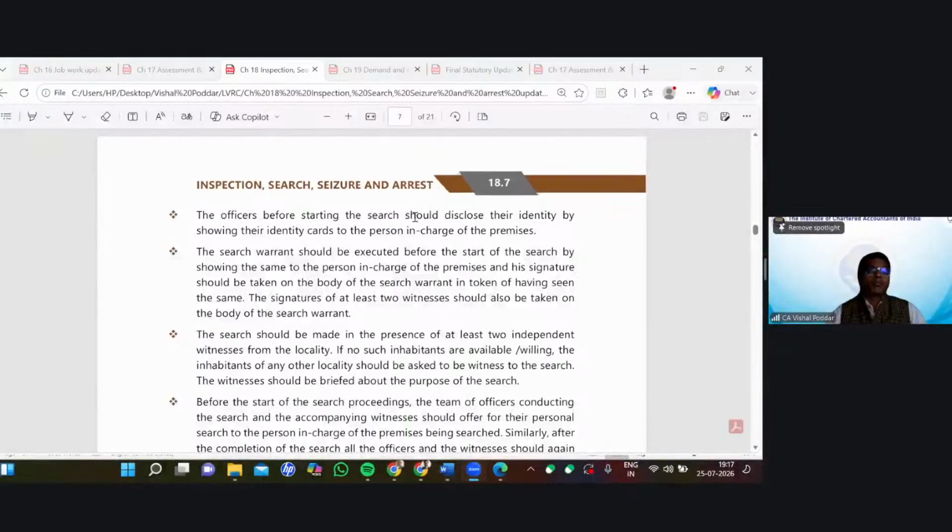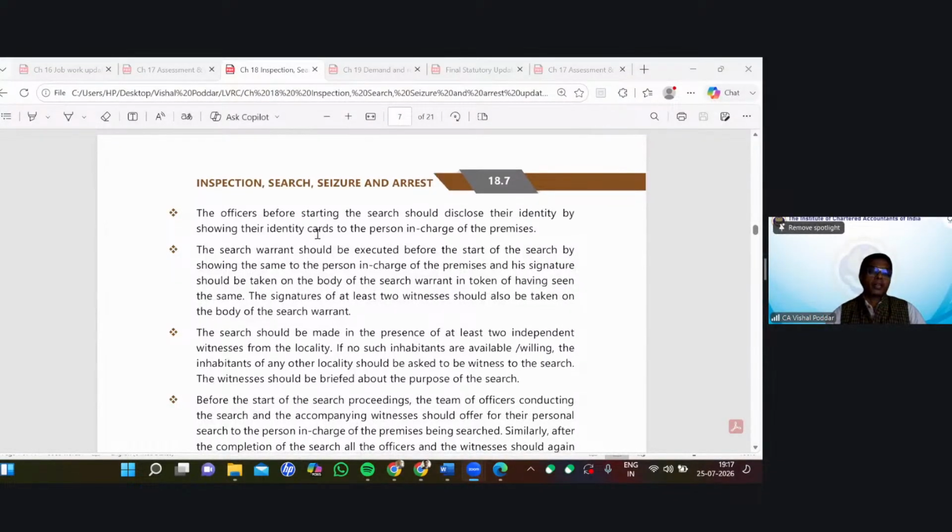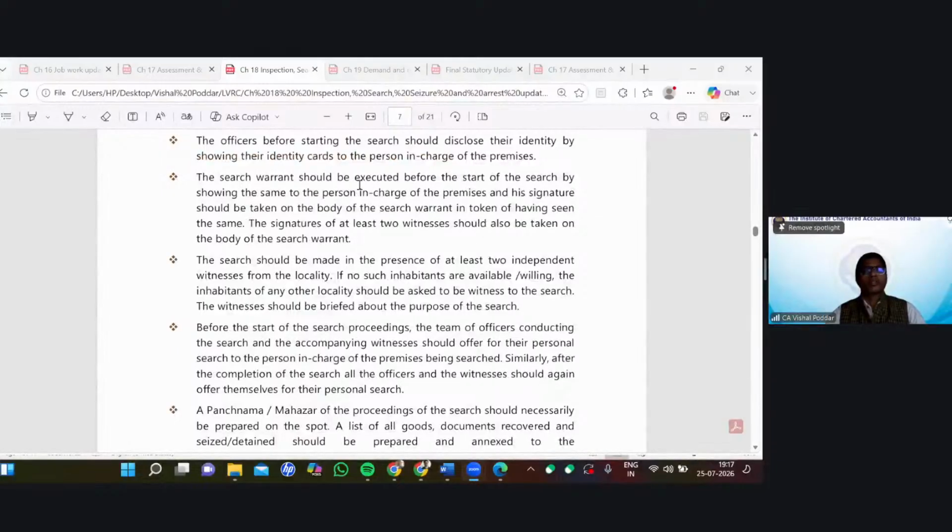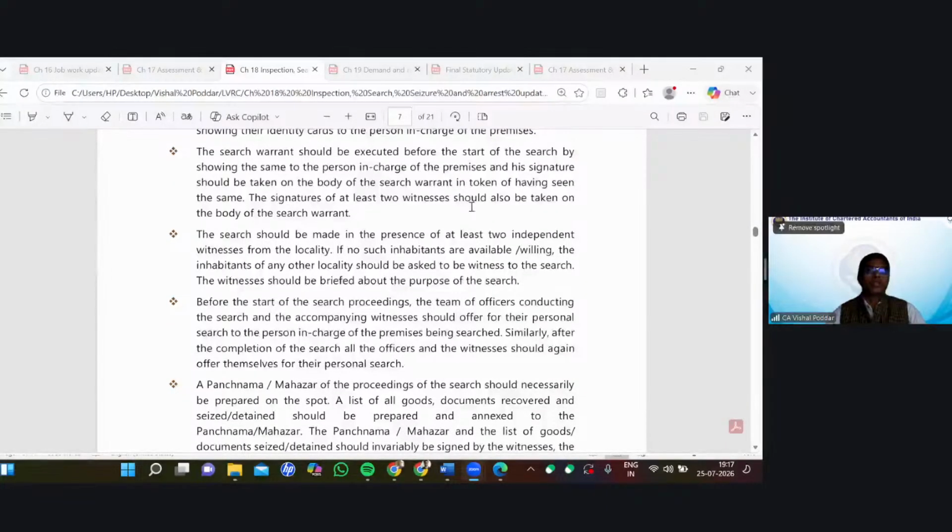The officer, before starting the search, should disclose their identity by showing their I cards. Next, the search warrant should be executed before the start of the search by showing the same to the person in charge, and a signature should be taken on the body of the search warrant in token of having seen the same. The signatures of at least 2 witnesses should also be taken on the search warrant.